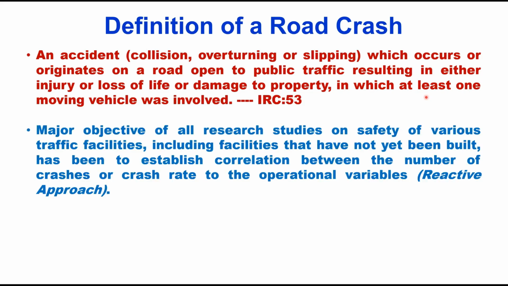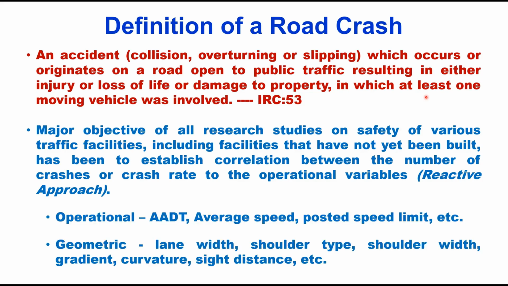And the major objective of all research studies on safety of various traffic facilities, including facilities that have not yet been built, has been to establish correlation between the number of crashes or crash rate and the operational variables. The operational variables which are considered are annual average daily traffic, average speed, posted speed limit, and geometric parameters of interest are lane width, shoulder type, shoulder width, gradient, curvature, and side distance.